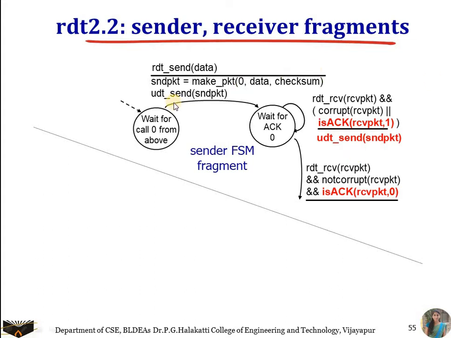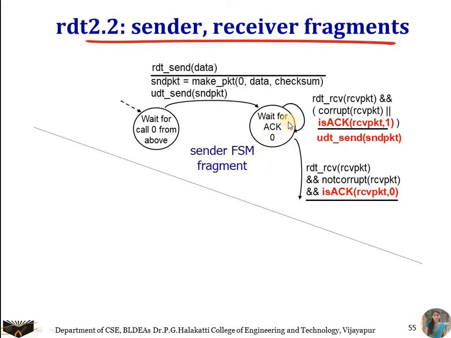Here we are in the initial state, that is, wait for the data from the above layer, and the data has sequence number 0. After getting the data, it is going to make a packet and then send the data to the receiver. As soon as it sends the data, it will wait for the acknowledgement of that packet.